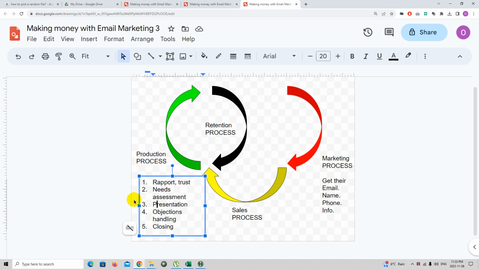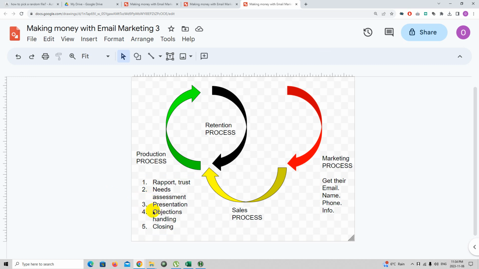So step number 3 is where you're presenting, in a dramatic fashion if possible, the relevant products and services, given what they need, given what they're looking for, given what their budget is. Step number 4 is you have to expect that they're going to raise an objection.